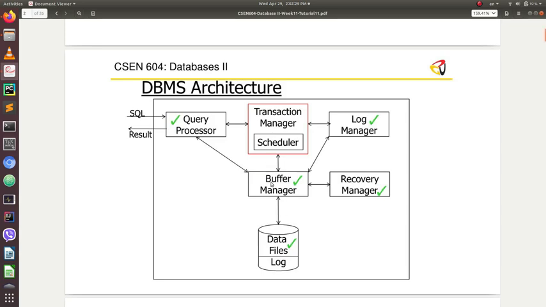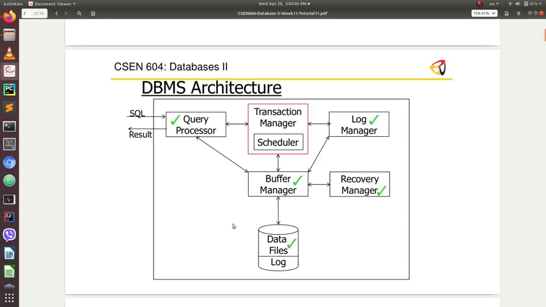The buffer manager organizes the data flow between the RAM, the memory, and the hard disk, the read and write operations. Okay, the log manager and the recovery manager write everything that is happening inside our database management system into the log file in order to restore the previous state of the database in case any risky or disastrous situations happen.